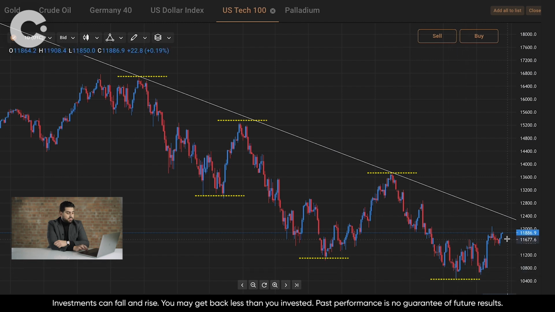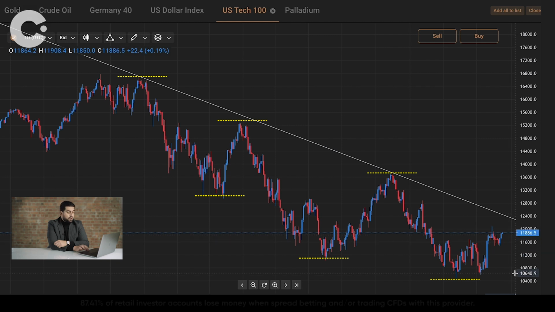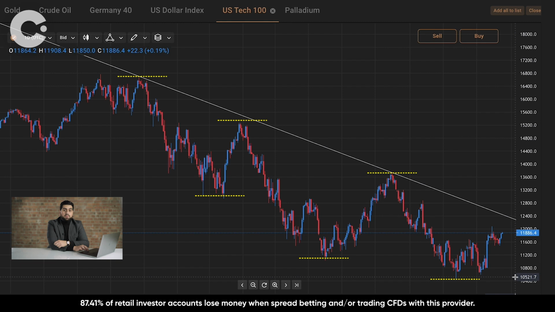Okay, so at the moment, the market may produce another lower high here, perhaps at this trend line resistance, and then the market could go lower and could produce a lower low to keep the bearish structure and your bearish trend intact.